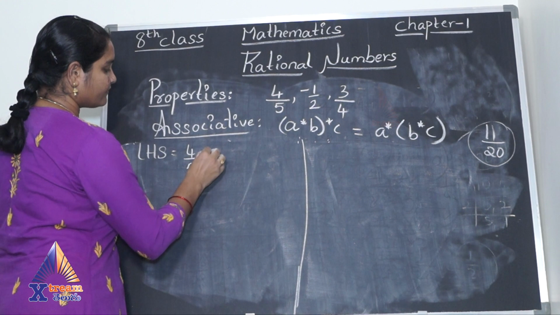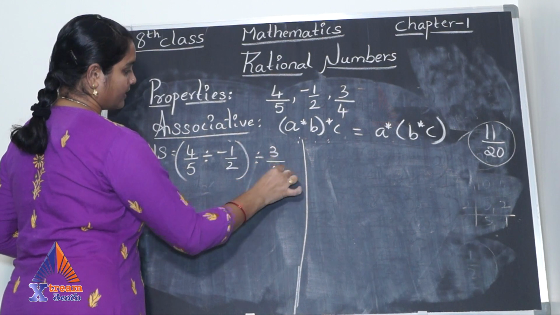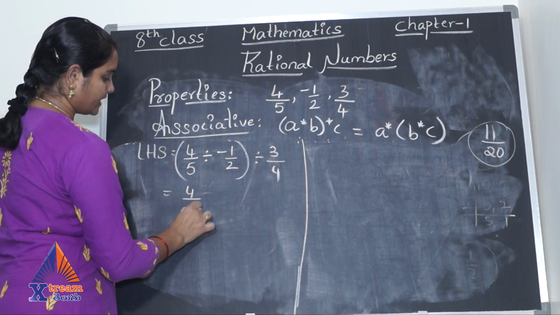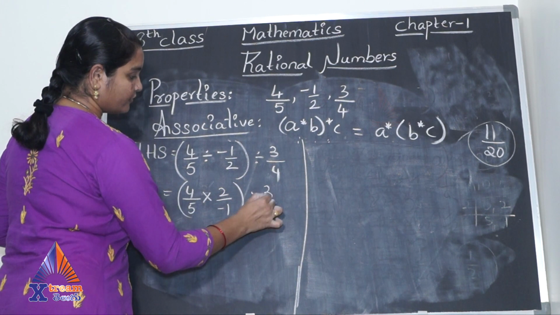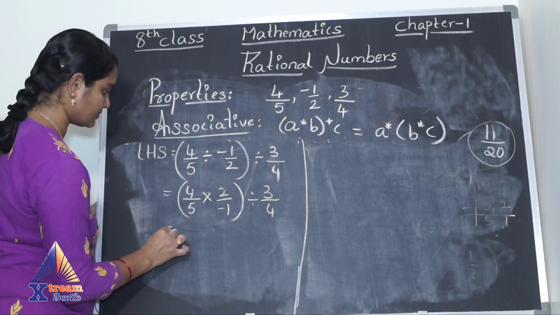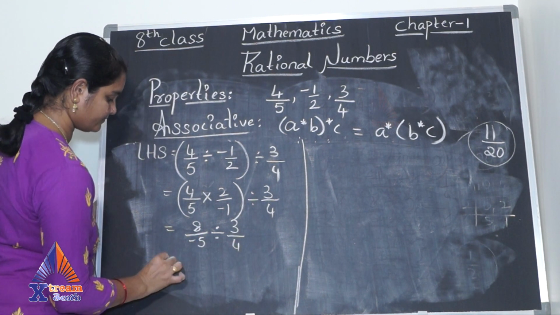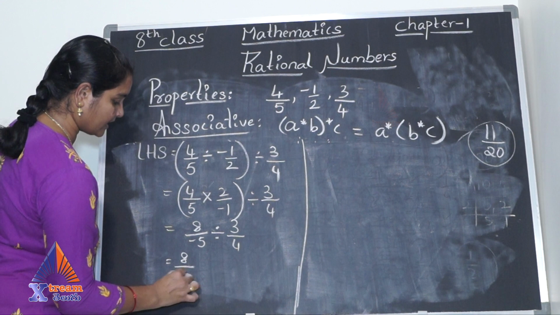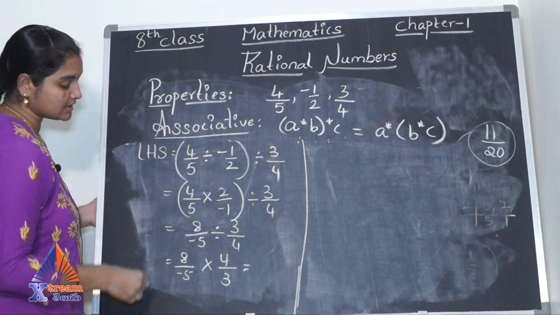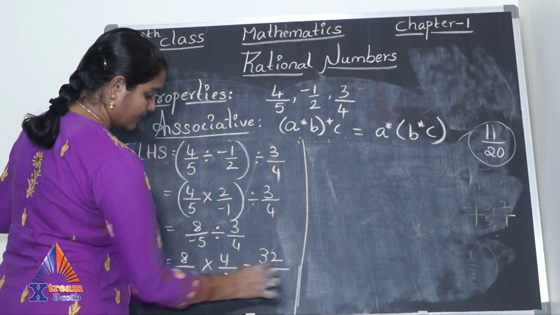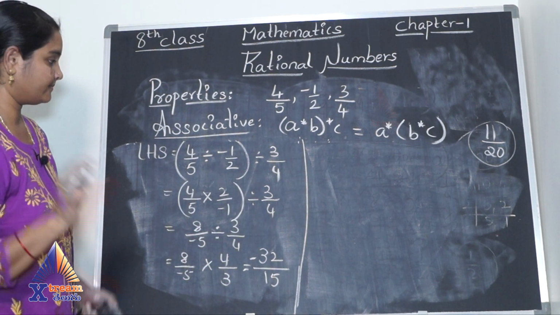First LHS, 4 by 5 divided by minus 1 by 2, which further divided by 3 by 4. 4 by 5 multiplied by 2 by minus 1 divided by 3 by 4. No cancellations, so 8 by minus 5 divided by 3 by 4. Now again 8 by minus 5 multiplied by 4 by 3. No further cancellations, so 8 4's 32 by 5 3's 15. So minus 32 by 15.